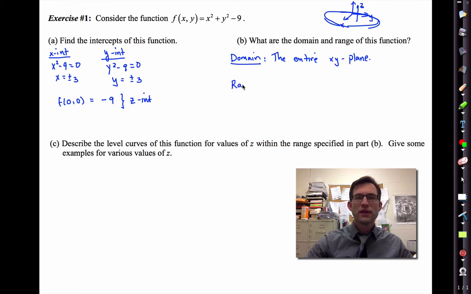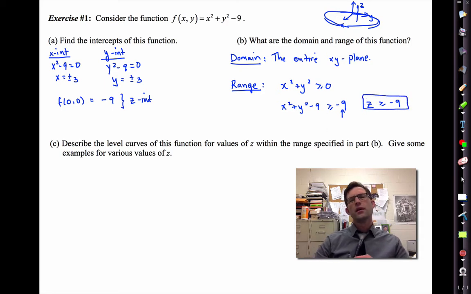Now the range, that's a little bit more difficult, but it's not too bad. Keep in mind that x squared plus y squared must be greater than or equal to 0. Therefore, x squared plus y squared minus 9 must be greater than or equal to negative 9. And there's my range: z is greater than or equal to negative 9.